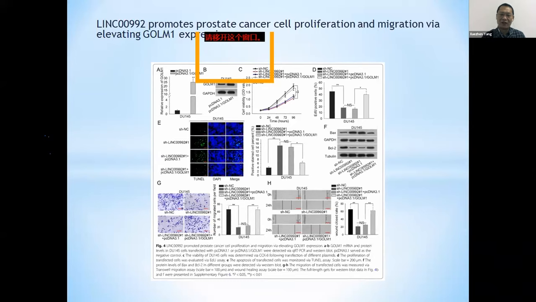The research idea, the research strategy, was the same as the first slide. So here, I don't need to repeat the results and methods. Taken together, I would like to say that link 00992 promotes proliferation, migration, and regulates the cell growth by elevating GUM1 expression. That's the result of this slide.